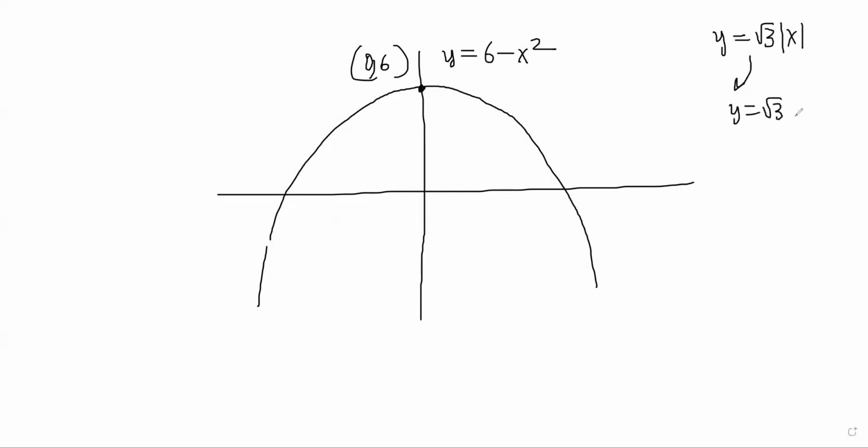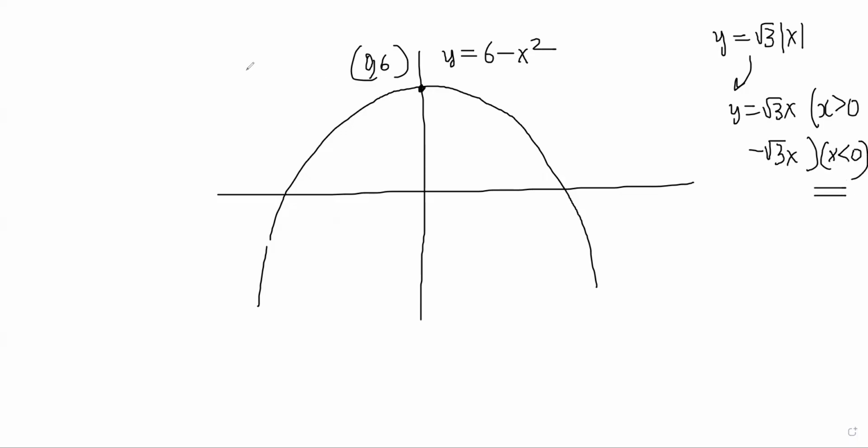This is my parabola, and this is y is equal to 6 minus x square. And this point is when x is 0, y is 6, 0 comma 6, right? This is my parabola. Now, what are the lines y is equal to root 3 mod x? So there are two cases here. One is root 3x when x is greater than 0. And one is minus root 3x when x is less than 0, right?